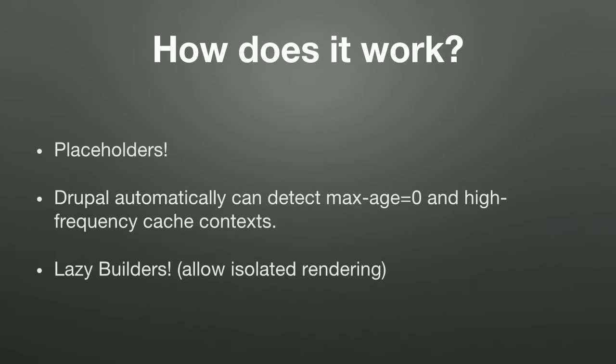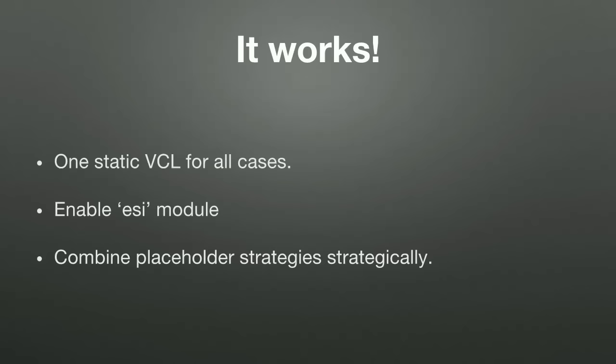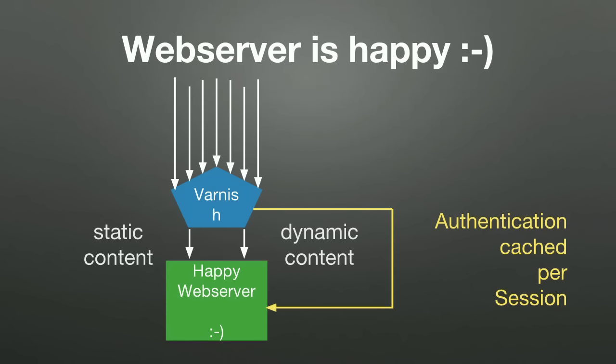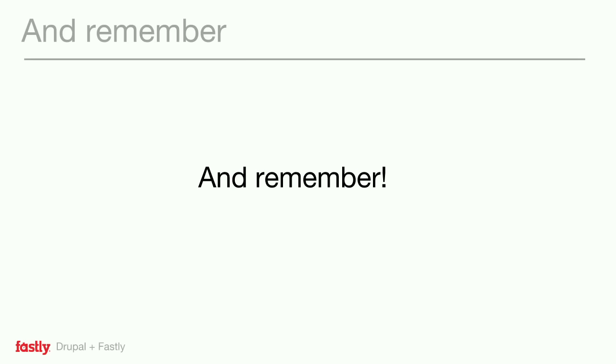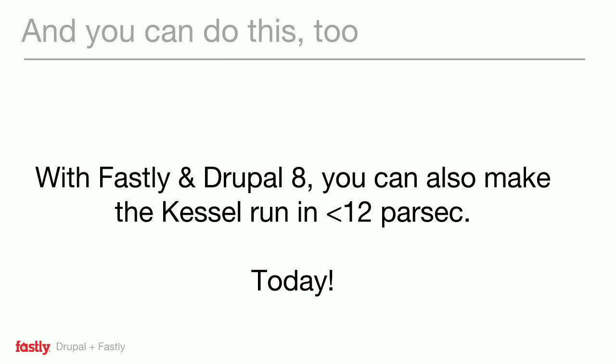Drupal has auto placeholdering, which means it can detect what can't be cached and what has a high-frequency cache context, and it can automatically ESI those as well. We also have lazy builders. So: one static VCL for our cases, enable the ESI module, and combine those placeholder strategies strategically. The web server is happy, we are happy too. Here are some resources for you. And remember, with Fastly and Drupal 8, you can also make the Kessel Run in less than 12 parsecs today.